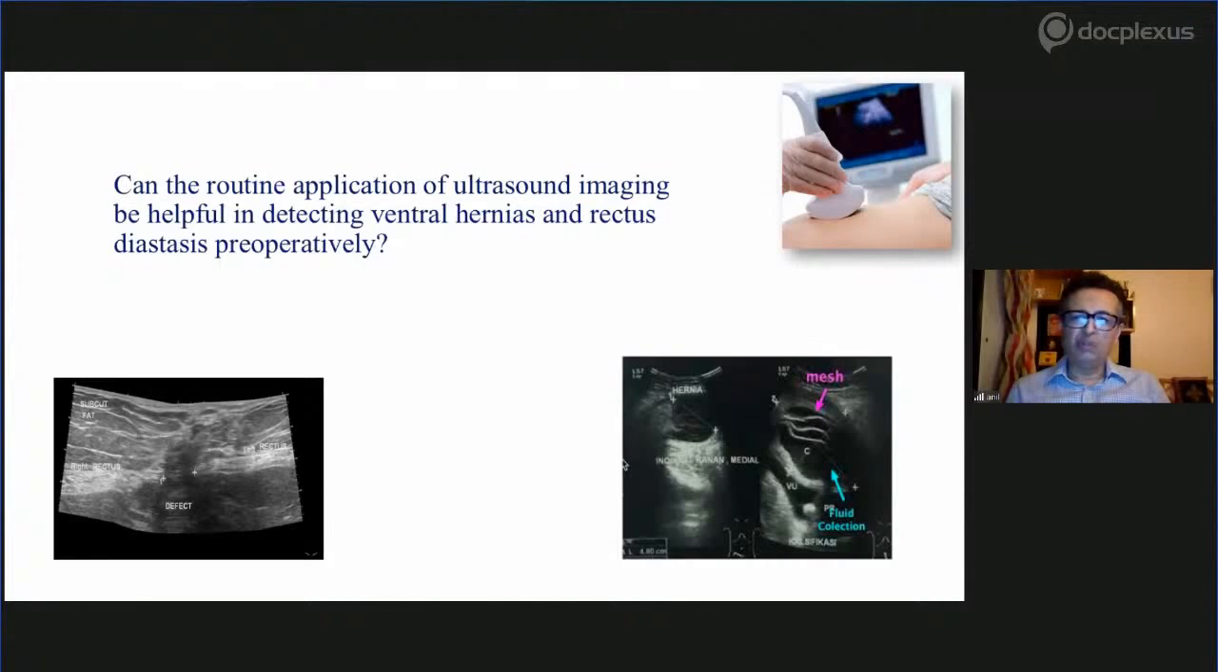So for me, a CT scan would be selective, but perhaps more and more use of intraoperative ultrasound seems to be the way to go in future, and certainly very useful for rectus diastasis. Okay, thank you. Any other opinions, sir?